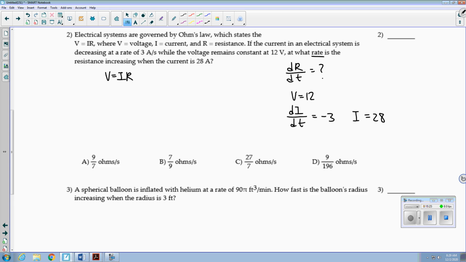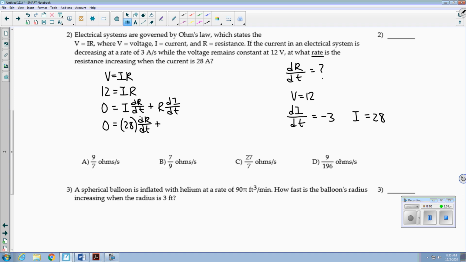Before I differentiate with respect to time, I know that voltage remains constant, so I'm going to plug in a 12. I'm going to take the derivative of both sides. Derivative of a constant goes to 0. On the right side, I have product rule, so left, d right. Derivative of R with respect to R is 1, times dR/dt, plus right, d left. Plug in what we have. The I at this point in time is 28. dR/dt is what we're looking for. R, we don't have right now.